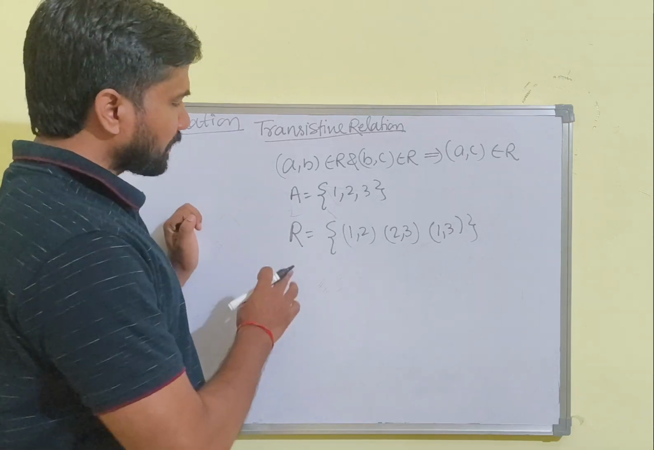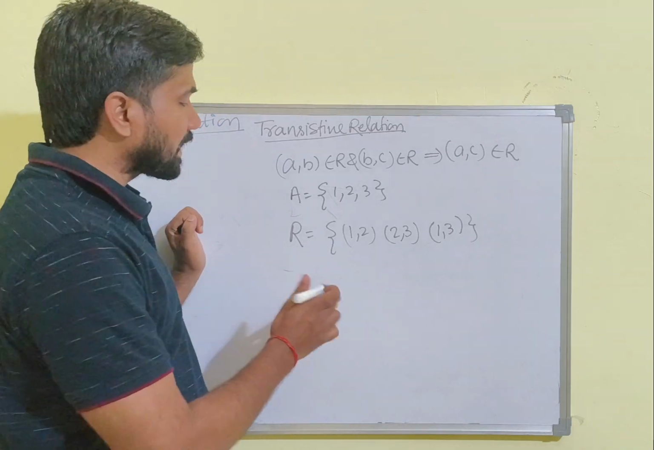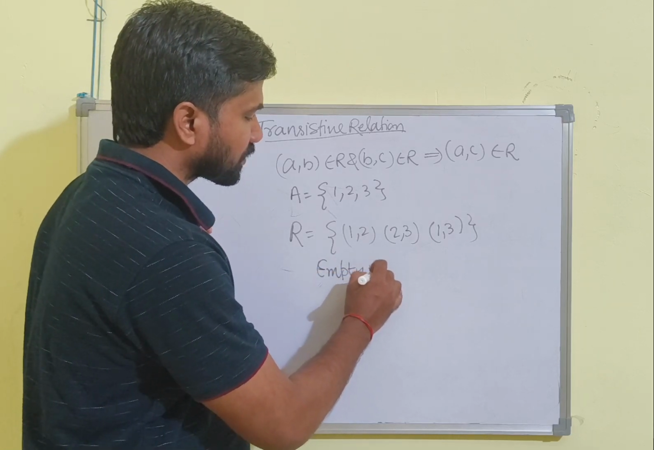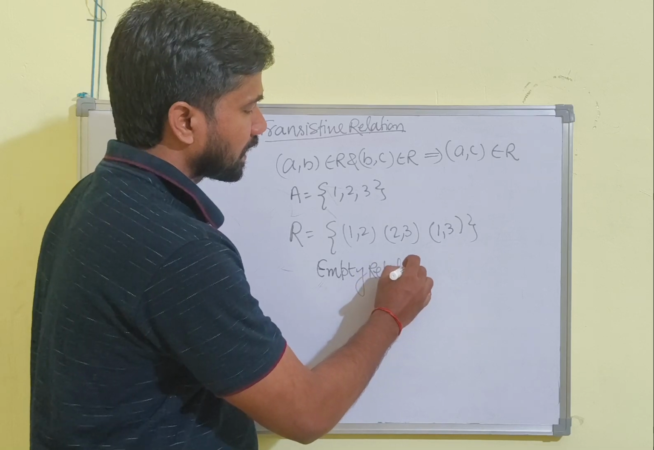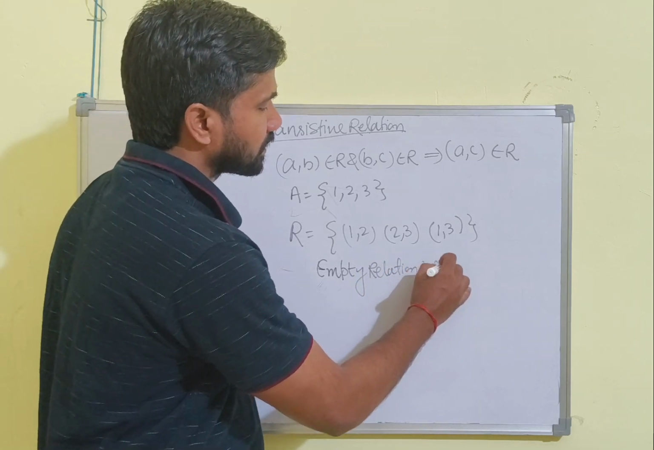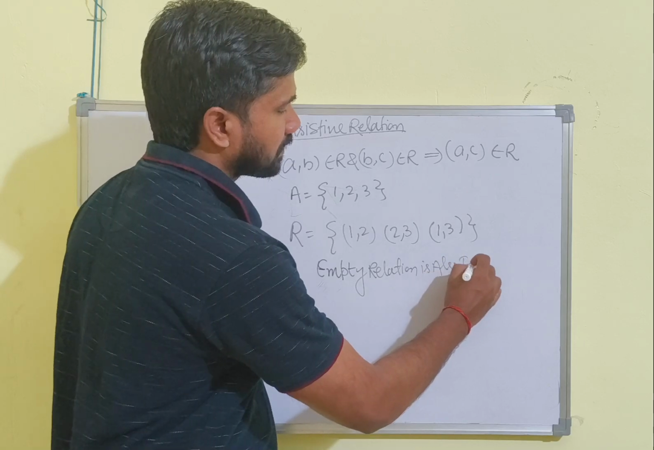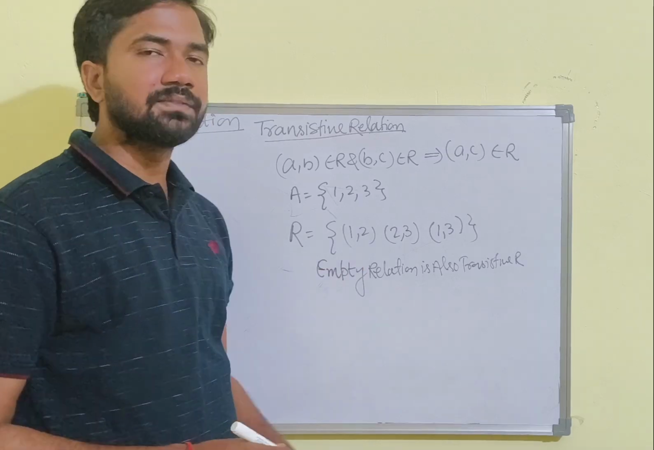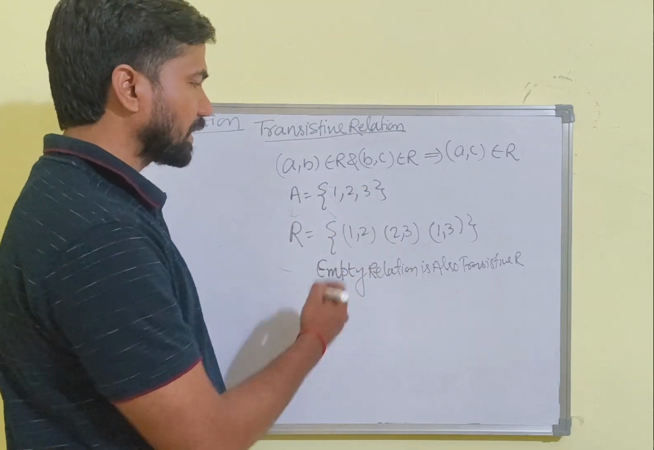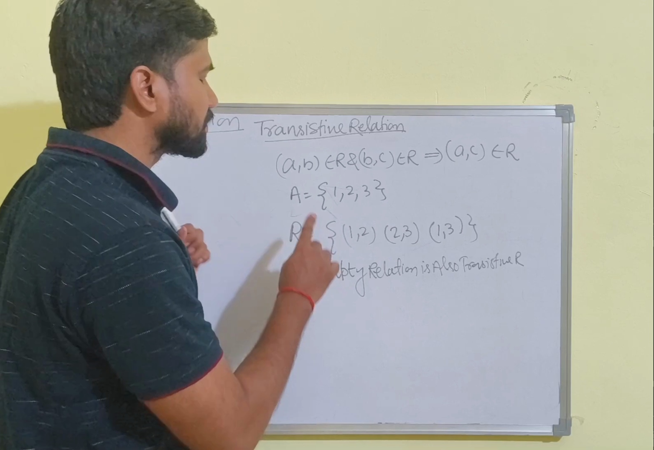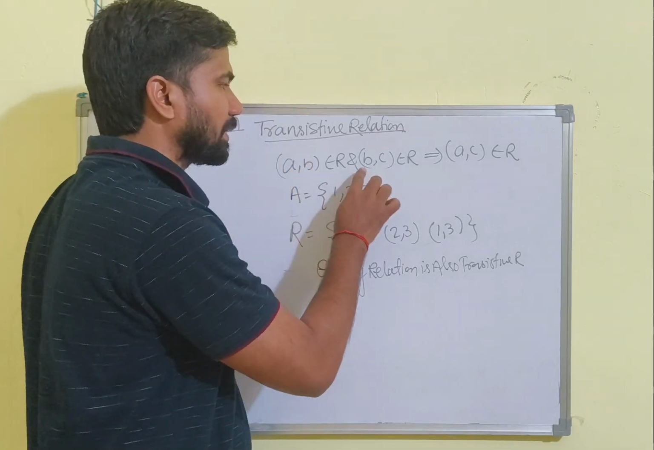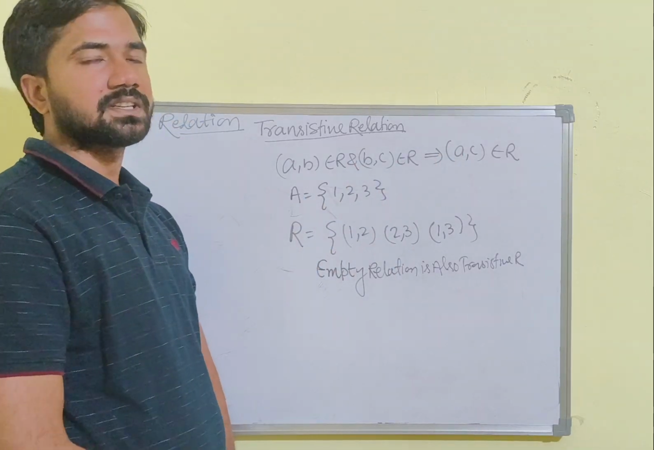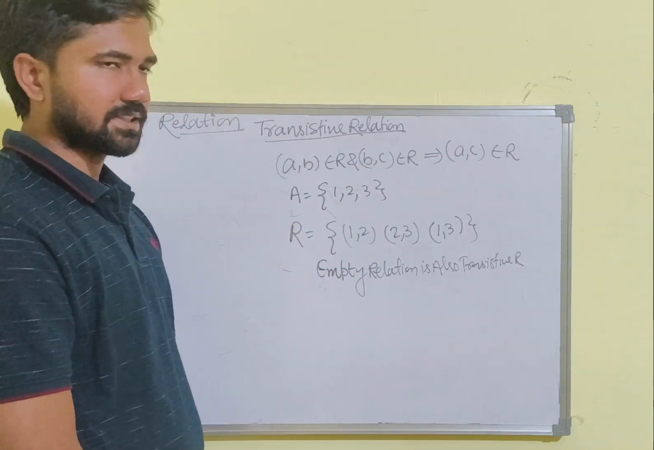So now, in transitive relation, we can say the empty relation is also a transitive relation. Transitive relation means if there is an empty relation in set A, from A to A, then that is also a transitive relation. What do we have to check? If (a, b) belongs to R, (b, c). If (a, b) does not belong to R, why check the other? Means the empty relation will also be a transitive relation.